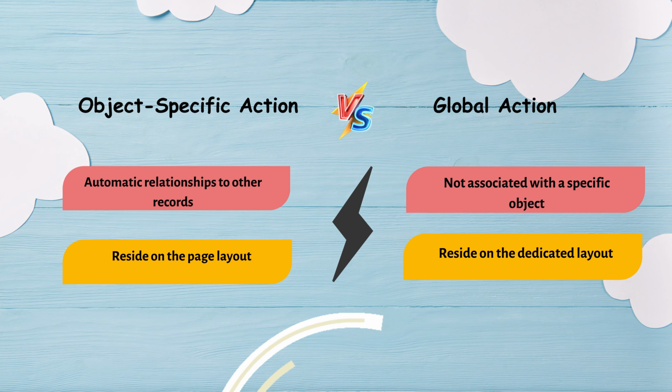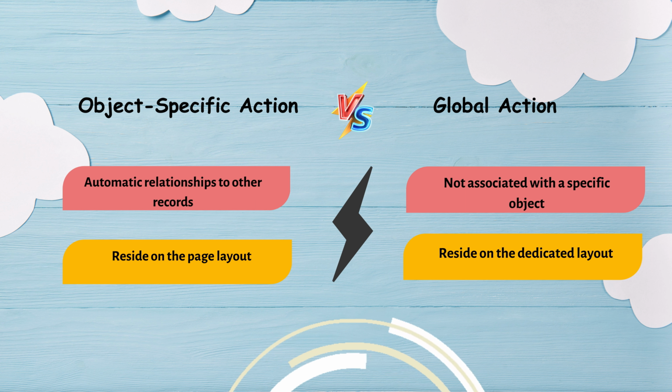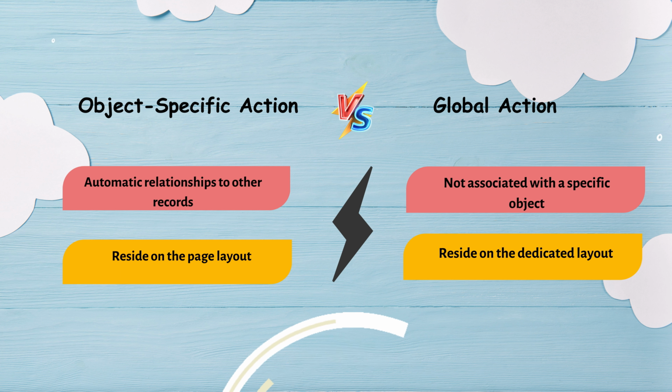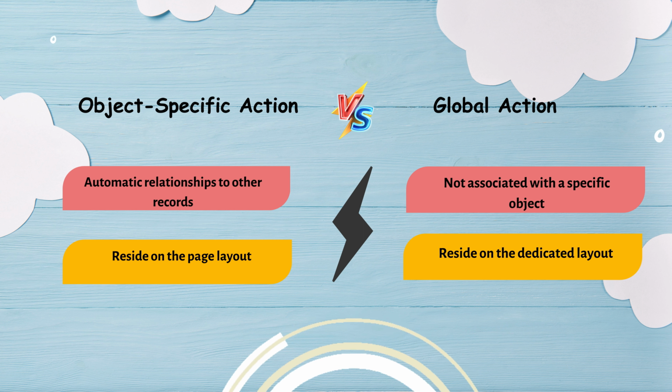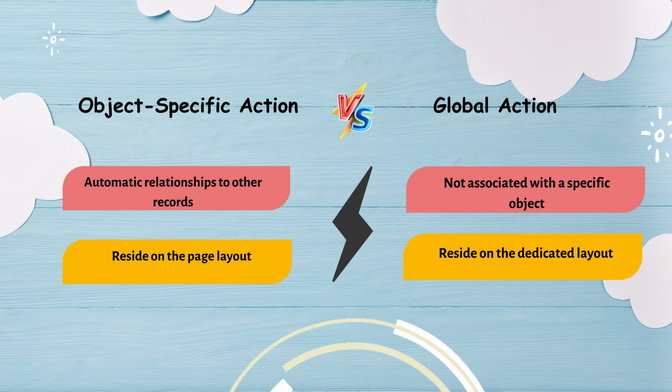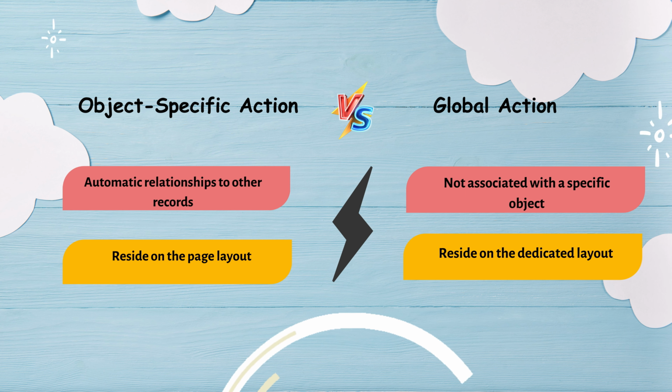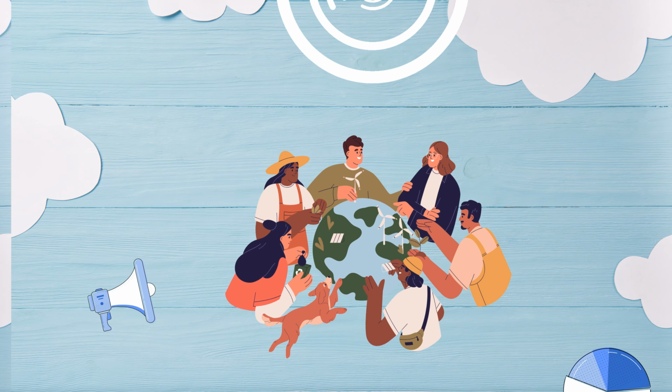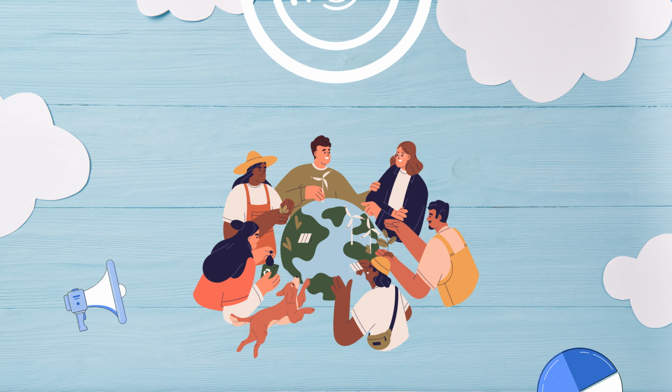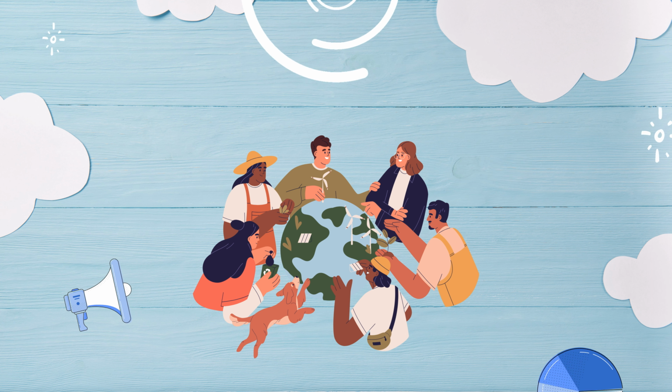If an object's page layout isn't customized with actions, the actions on those object record pages are inherited from the Global Publisher layout. In this unit, we'll primarily explore object-specific and global actions, which provide extensive customization options to enhance your Salesforce user experience. In conclusion, quick actions are versatile tools that streamline your users' workflow, making their tasks simpler and more efficient. Whether it's creating records or logging interactions, actions empower your users.